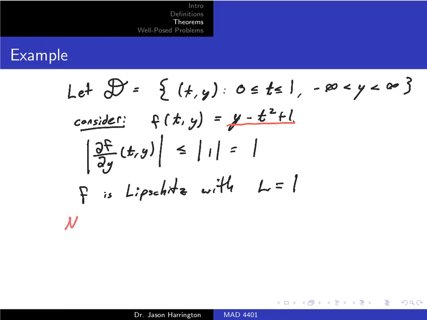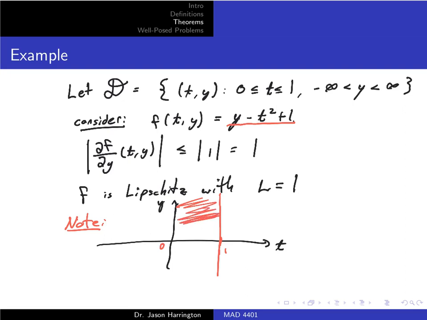The other thing I want to note here is that for D, if I draw D out, I'm going to have my t-axis here and my y-axis here. And t goes from 0 to 1, and y goes from positive infinity all the way down to negative infinity. And something you want to note about that is that it is in fact convex. So we'll be using that later.